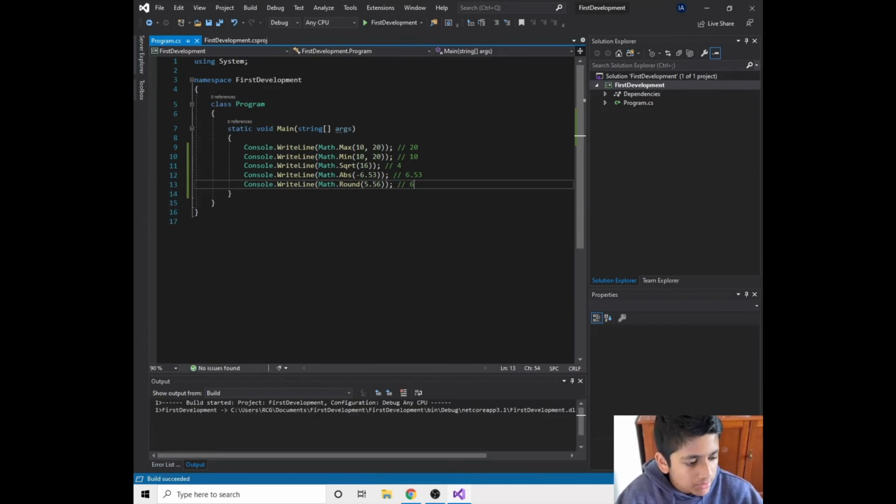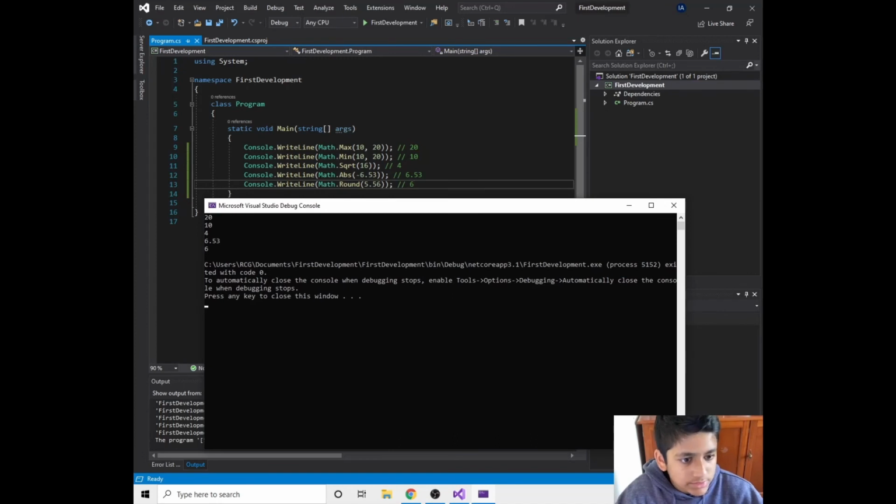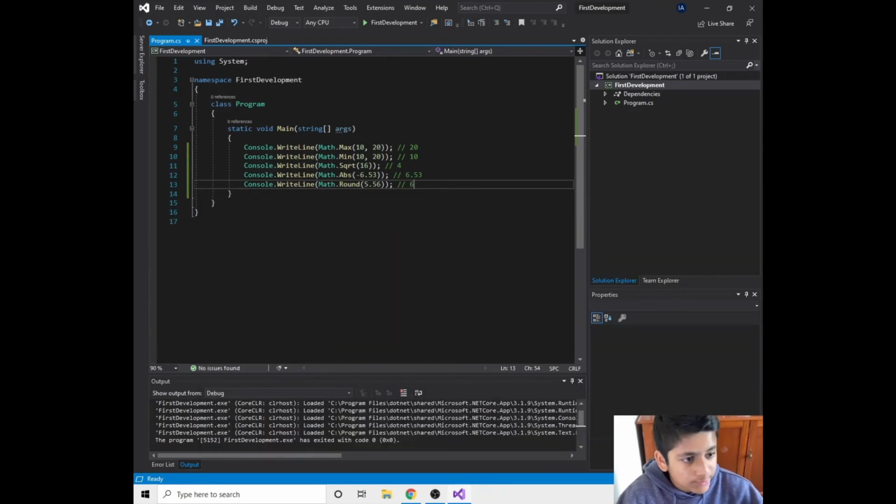Just save it first. So run it and let's compare these answers. So 20, yes, 10, yes, 4, yes, 6.53, yes, and 6, yes. So these were all correct. We predicted that they were all going to be correct right here. So now let's go on to the C# questions.